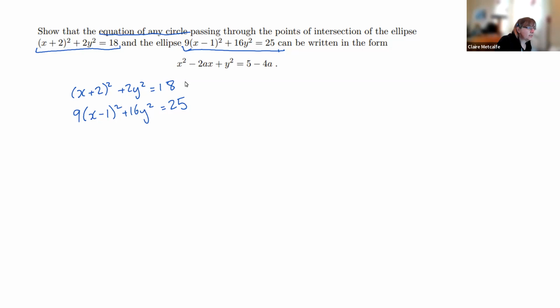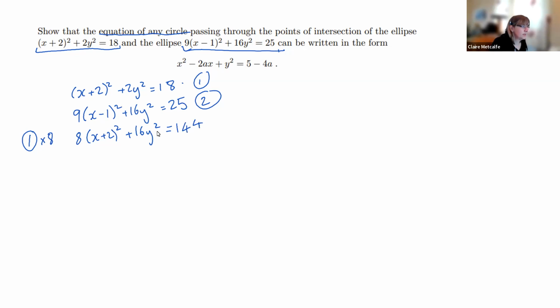So probably the easiest thing to do is to take this equation. If I call these 1 and 2, if we take equation 1 and multiply it by 8, we're going to get 8 lots of (x plus 2) squared plus 16y squared is equal to 8 lots of 18. Well, 8 lots of 20 would be 160, so take away 2 lots of 8 would give me 144. Alternatively, 8 times 10 is 80, 8 times 8 is 64. That gives me 144. Okay, I'm fairly happy with that now.